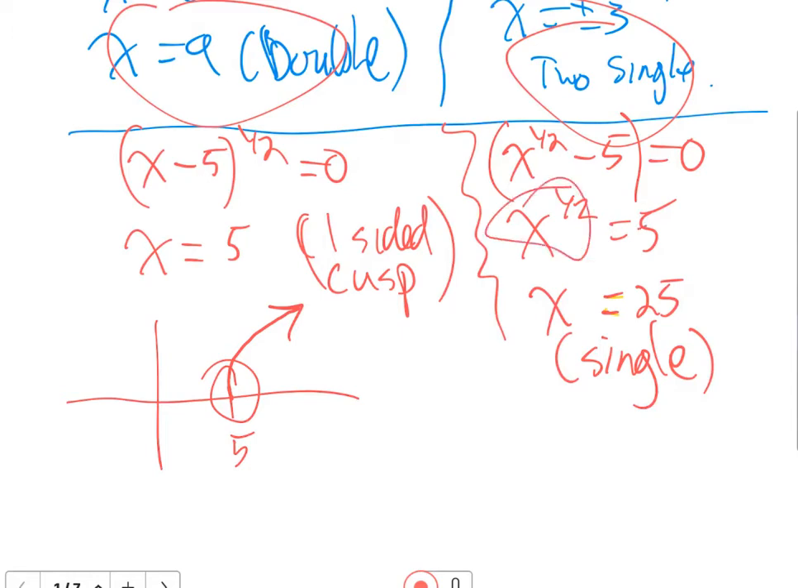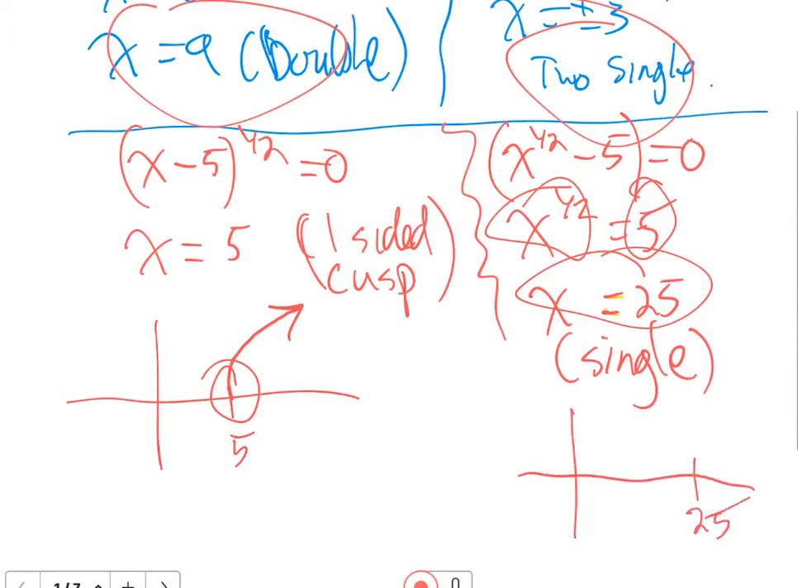We let x to the 1/2 be 5, then we square both sides to get rid of the 1/2, and x equals 25. That's just like x squared minus 9. That's just a single x-intercept, out here at 25, and maybe the curve comes across like so. It's a single x-intercept because the exponent of 1/2 is not applied to the entire factor. So you'll need to know that as we work through these questions.